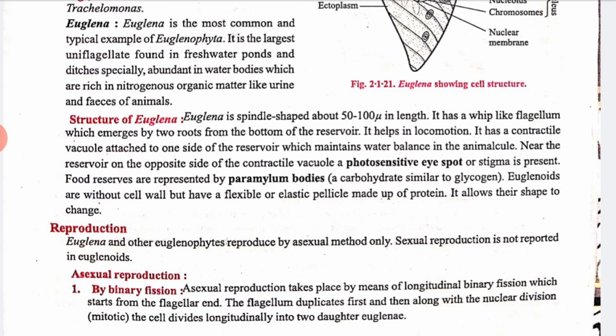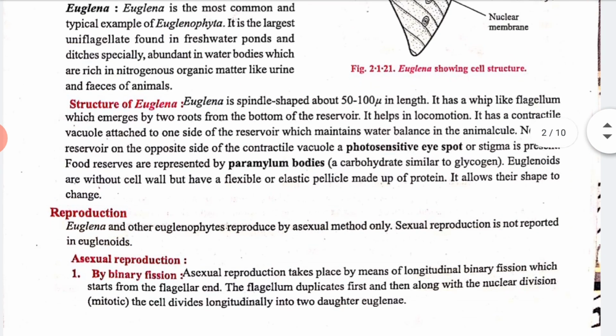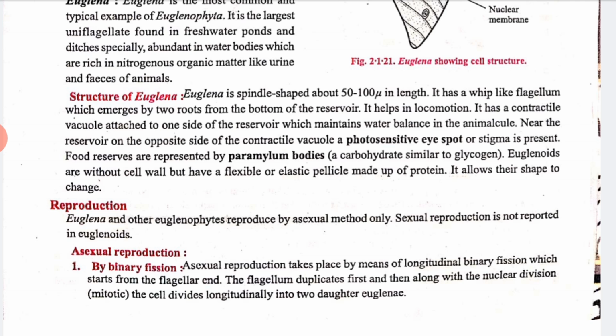Now let us talk about the modes of reproduction in Euglena. Euglena and other euglenophytes reproduce by asexual methods only. Sexual reproduction is not reported in euglenoids. So let us see asexual reproduction. It is done by binary fission.